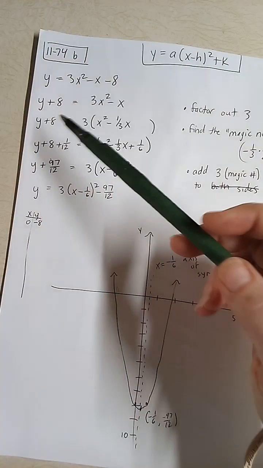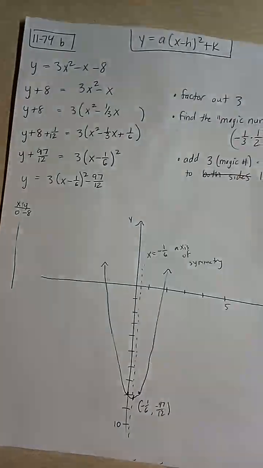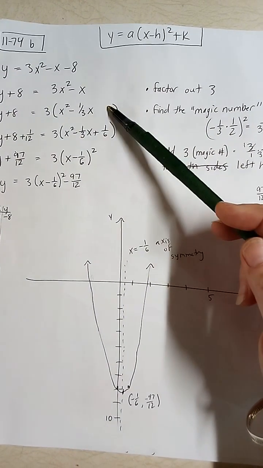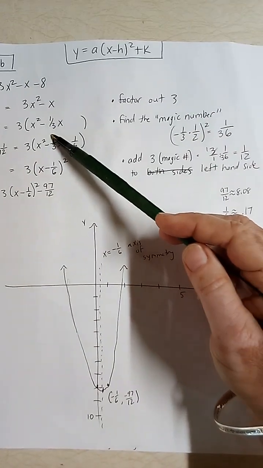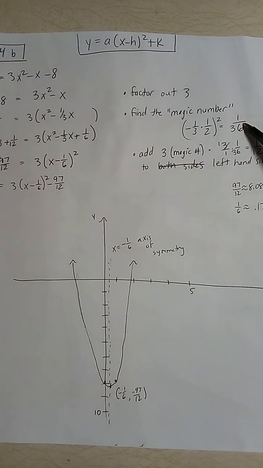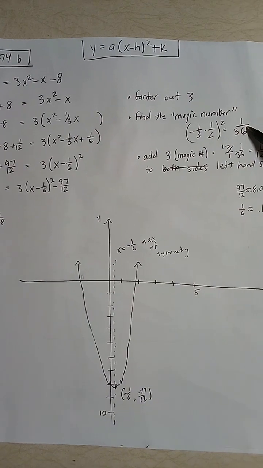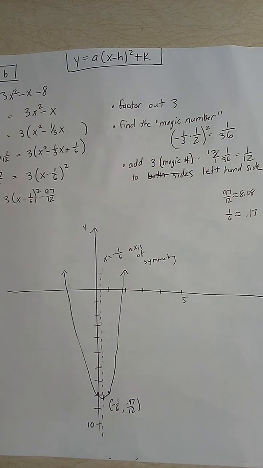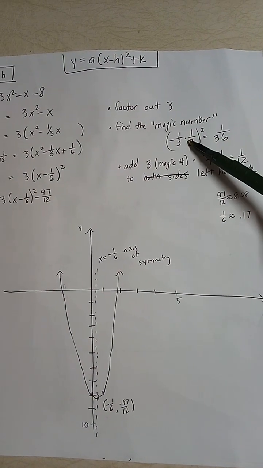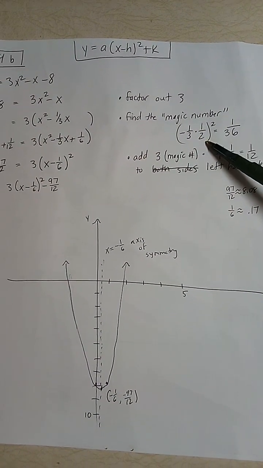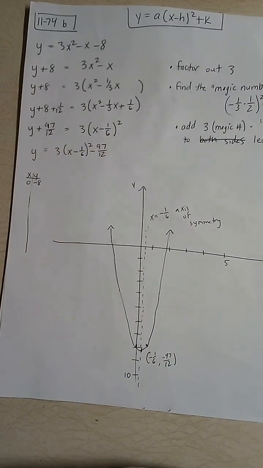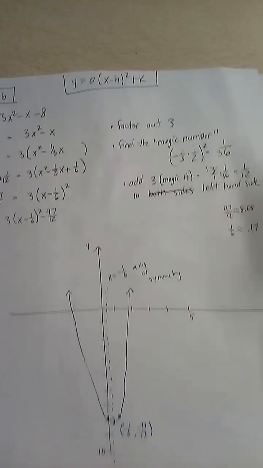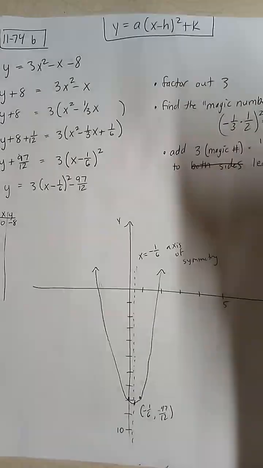The advantage is I don't have a mess over here on the left-hand side, but the disadvantage is you've got to be careful. So when I complete the square, I'm going to take half of 1/3 and square it and add that to both sides. So I end up adding, okay, I'm going to make a second video for letter B because I'm running out of time.